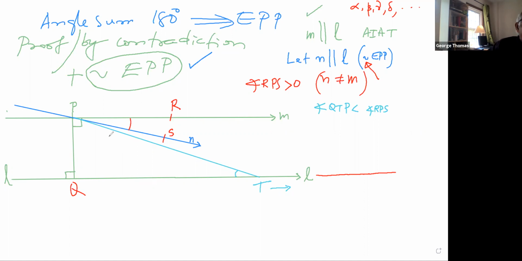Can PS be inside this triangle? What will happen? Or can PS come in like that? If PS comes in, and N came in like this, then N will come and hit here, wouldn't it?